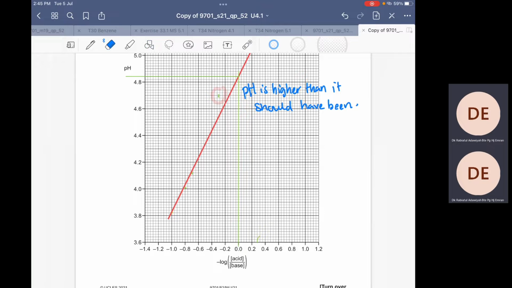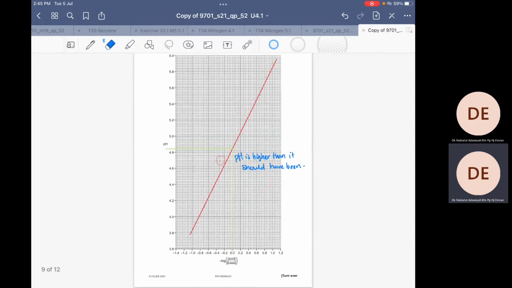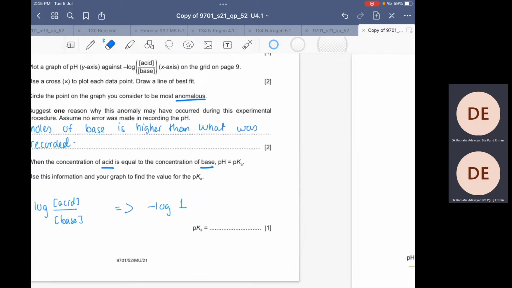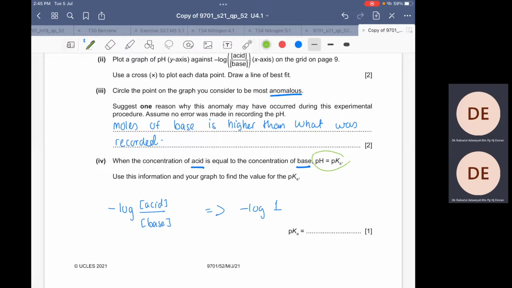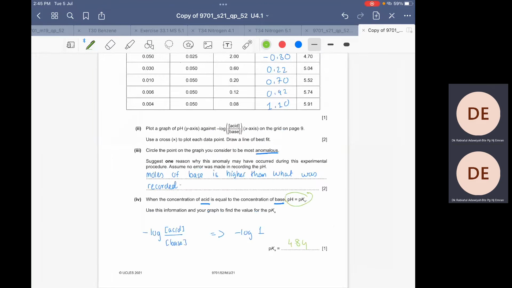So what sort of number are you getting? 4.82? I got 4.84, a little bit higher, but it should be okay. Did you get that value? Danesh, what's your value? 4.84. Okay. Right, so the answer is pKa is equal to the pH, 4.84, or 4.82 in your case. Mine would be 4.84. Okay. Next question.